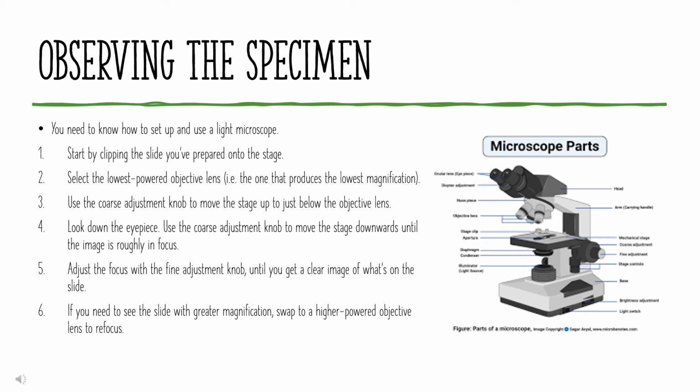Fourth, look down the eyepiece. Use the coarse adjustment knob to move the stage downwards until the image is roughly in focus. Fifth, adjust the focus with the fine adjustment knob until you get a clear image of what's on the slide. Lastly, if you need to see the slide with greater magnification, swap to a higher powered objective lens and refocus.